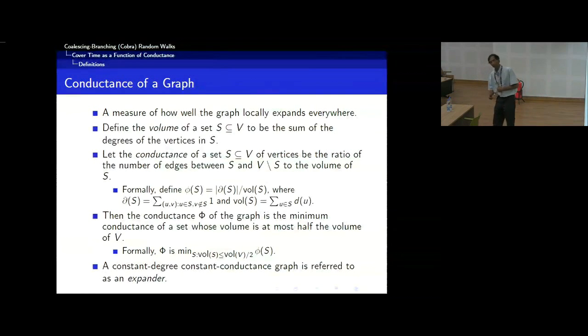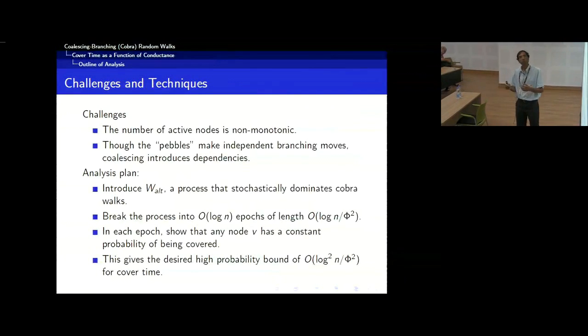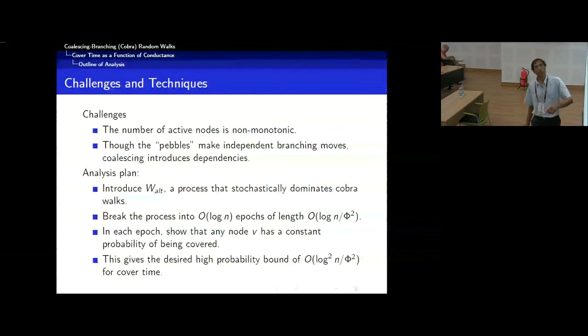Okay, so that's conductance. Now, as I mentioned, the challenges are that the number of active nodes does not change monotonically, and though the pebbles make independent branching moves, coalescing introduces dependencies. So how do we analyze this?